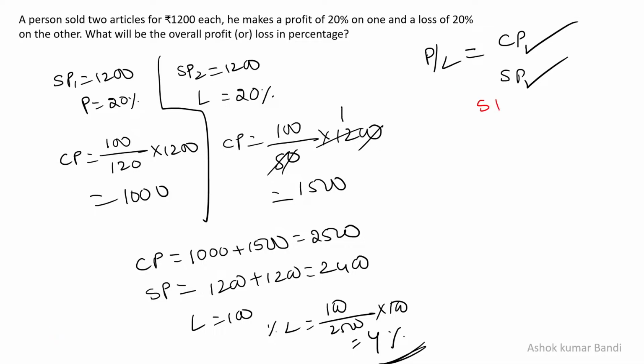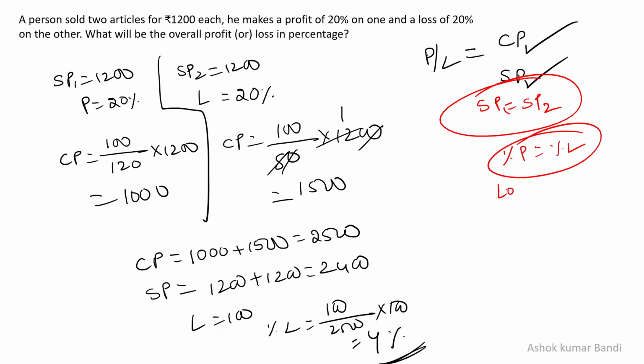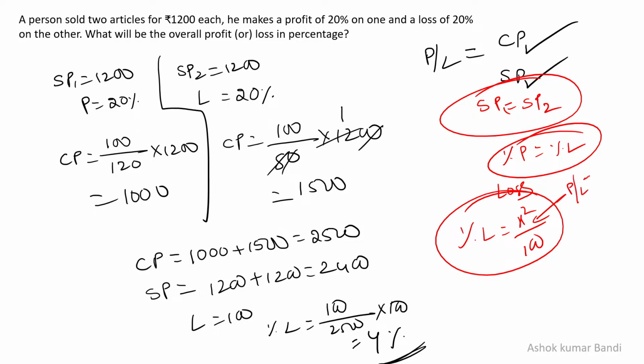Here the SPs are the same. When SP1 equals SP2, and if your profit percentage equals loss percentage, you are always going to get a loss only. That loss percentage is always equal to x square by 100. What is meant by x here? The profit or loss percentage in your problem. In our case it is 20.